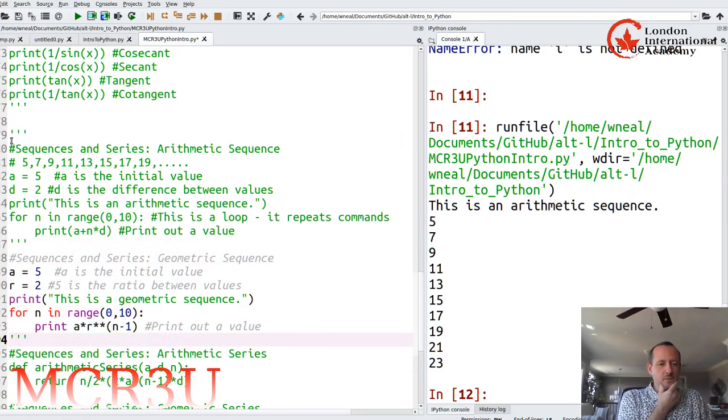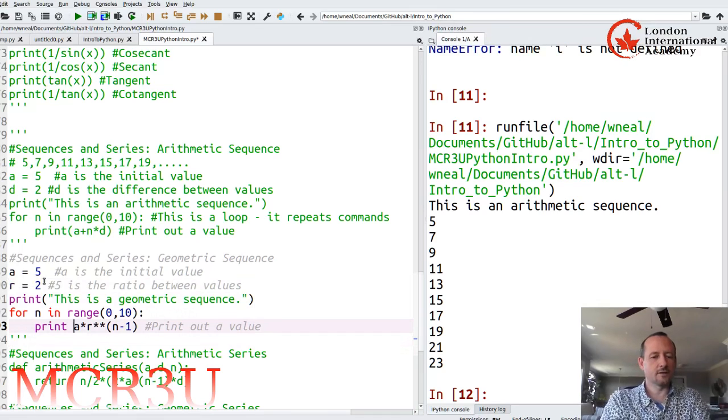So the next one here is a geometric sequence. It's the same in that we have a set of numbers, one after the other, except now the difference between them is not a difference, it's actually a ratio. We multiply every time by r. So every time we multiply by 2, so we're going to be 5, and then 5 times 2, and then 5 times 2 times 2, and then 5 times 2 times 2 times 2.